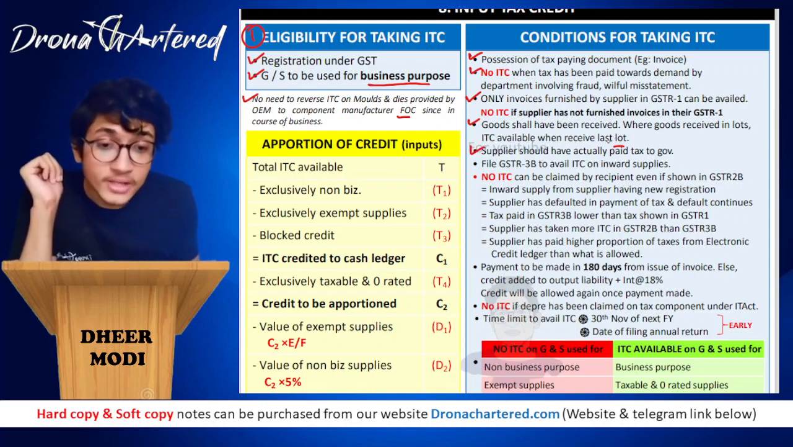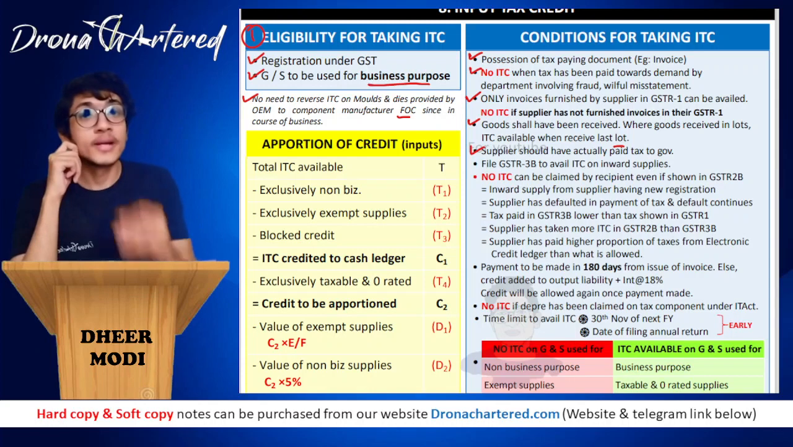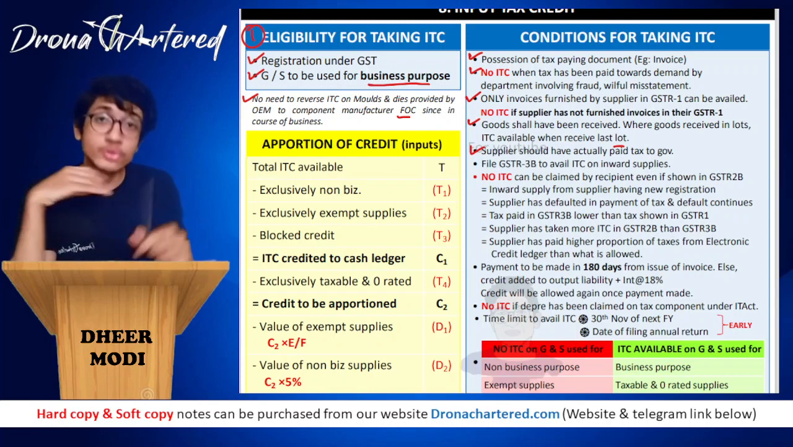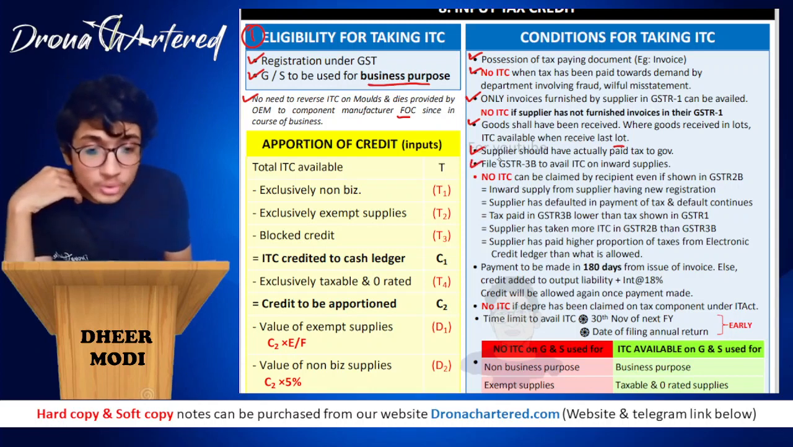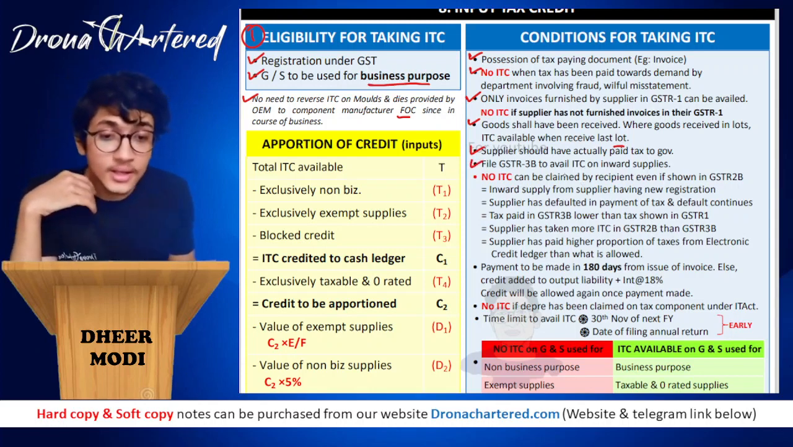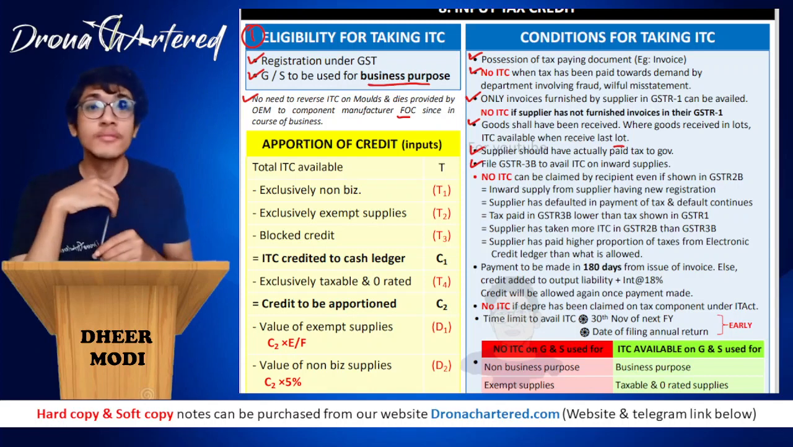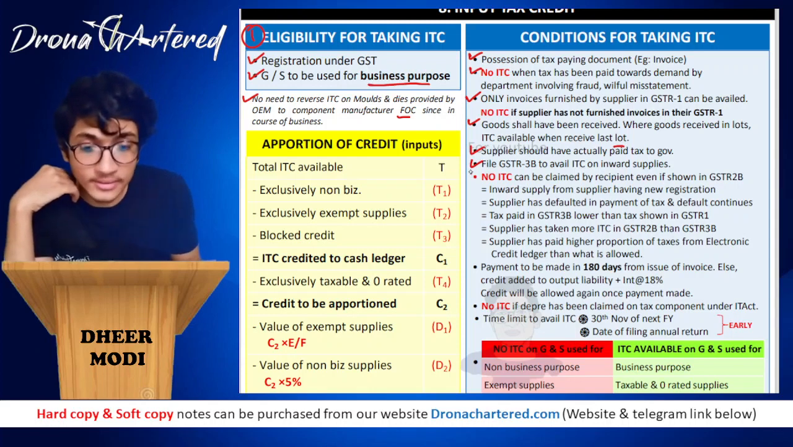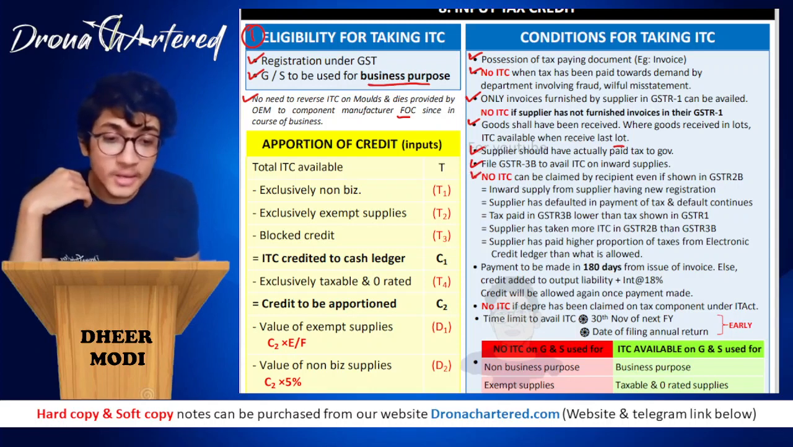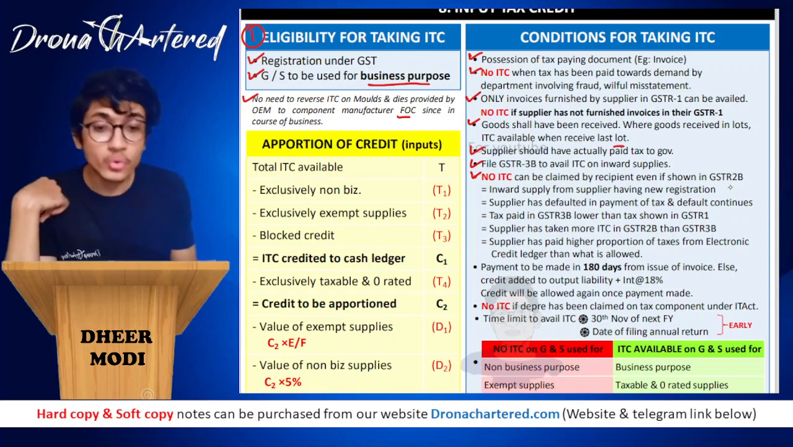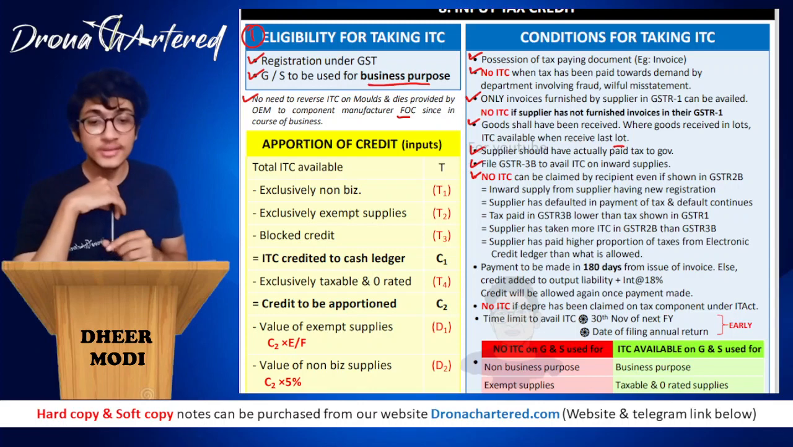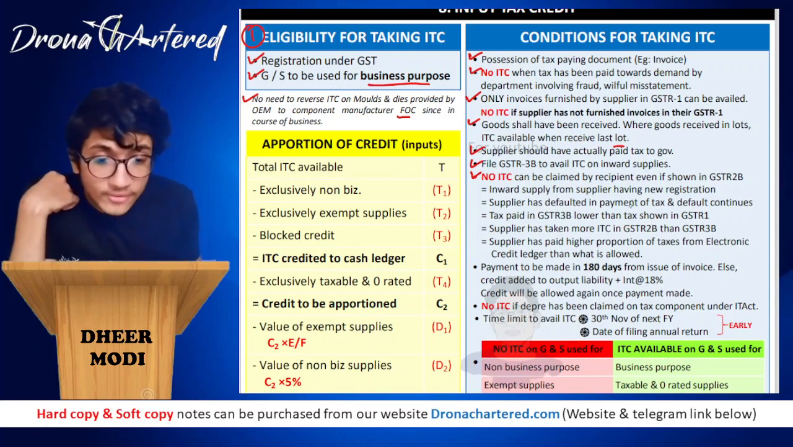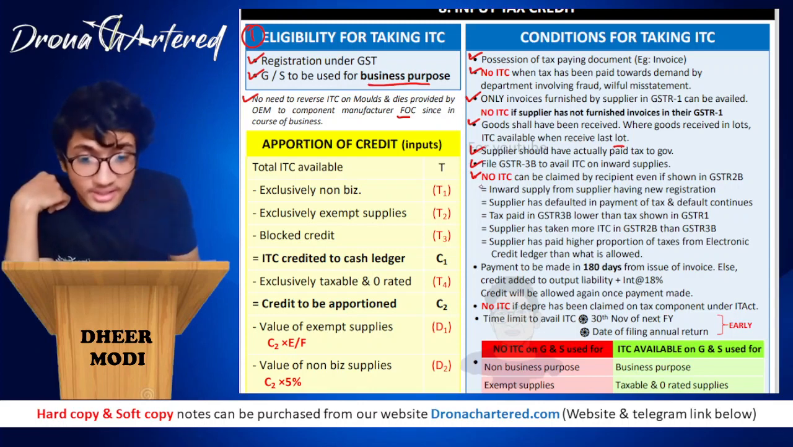Next is supplier should have actually paid tax to the government. That is, the person from whom you are buying should have actually paid tax to the government. Only then will you get ITC. Next, you have to file GSTR 3B to avail ITC on inward supplies. You have to file your GSTR 3B, only then you will get your ITC on inward supplies. Next is no ITC can be claimed by recipient even if it is shown in GSTR 2B. Okay, so no ITC can be claimed even if shown in GSTR 2B. That is inward supply from supplier having new registration.